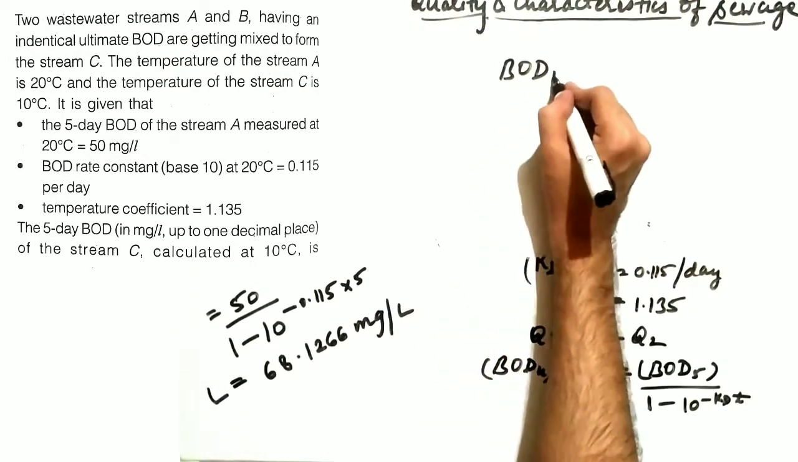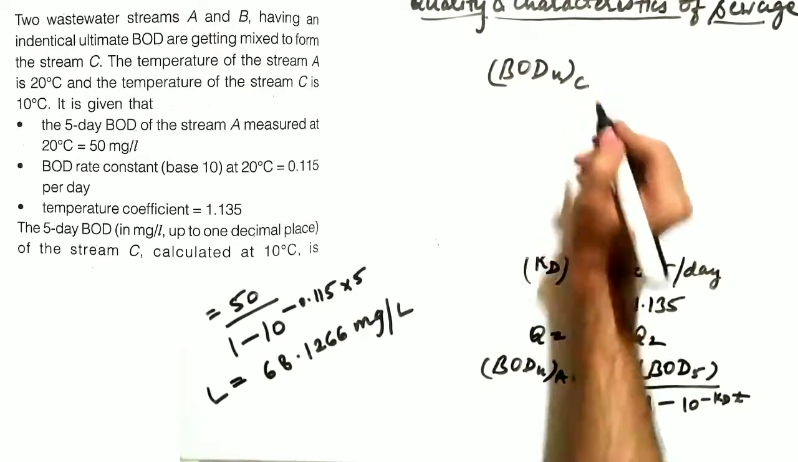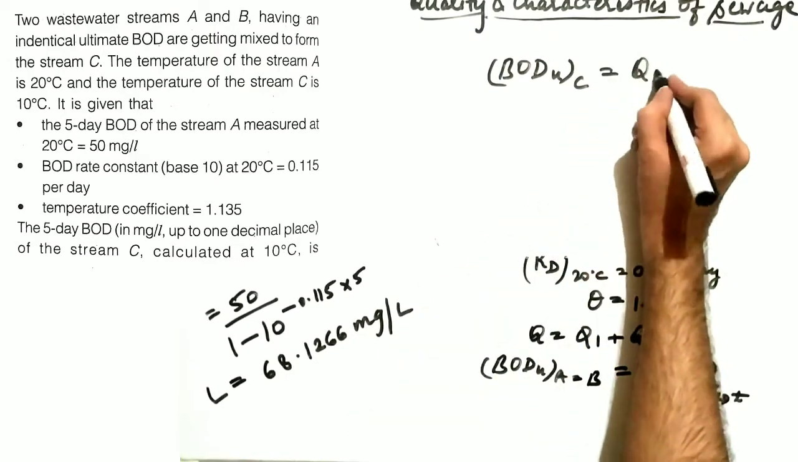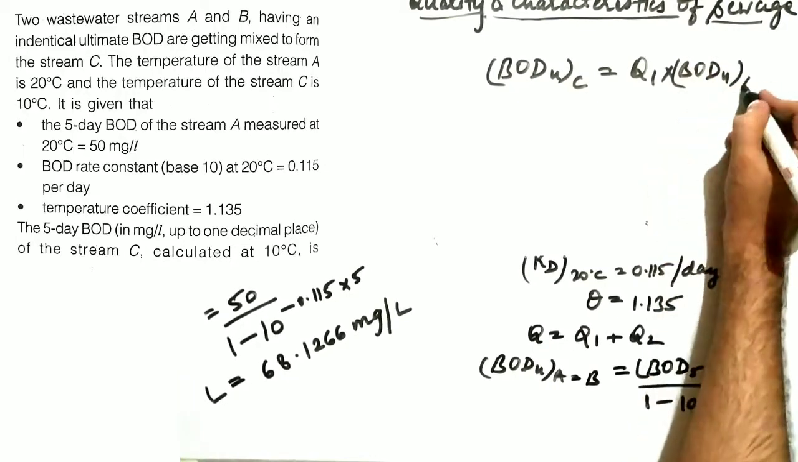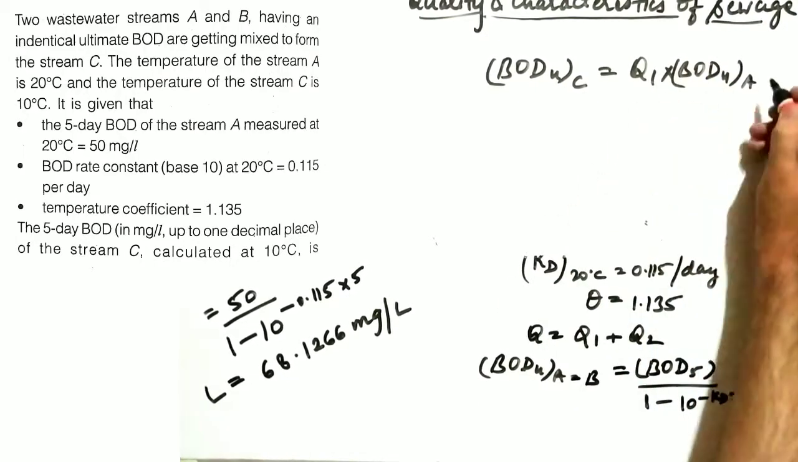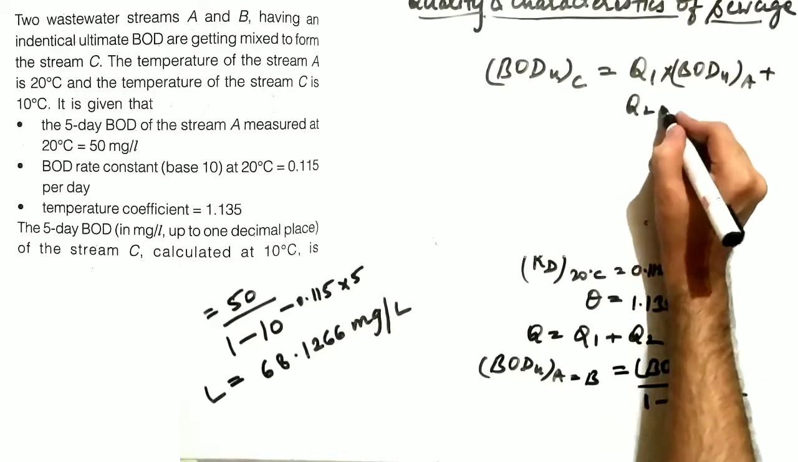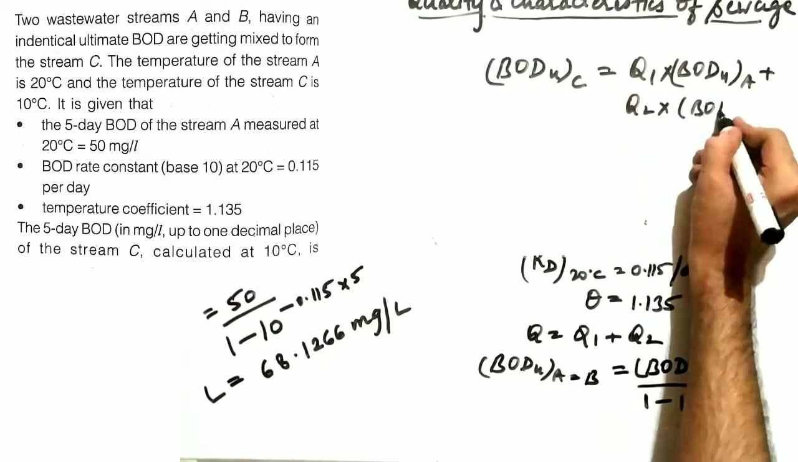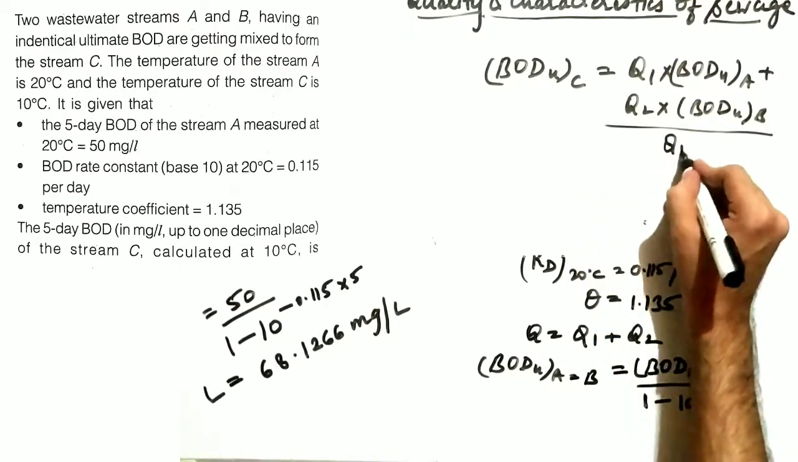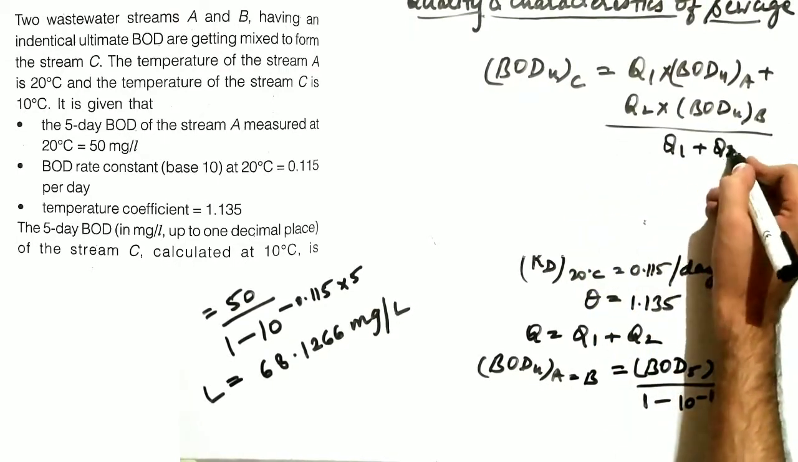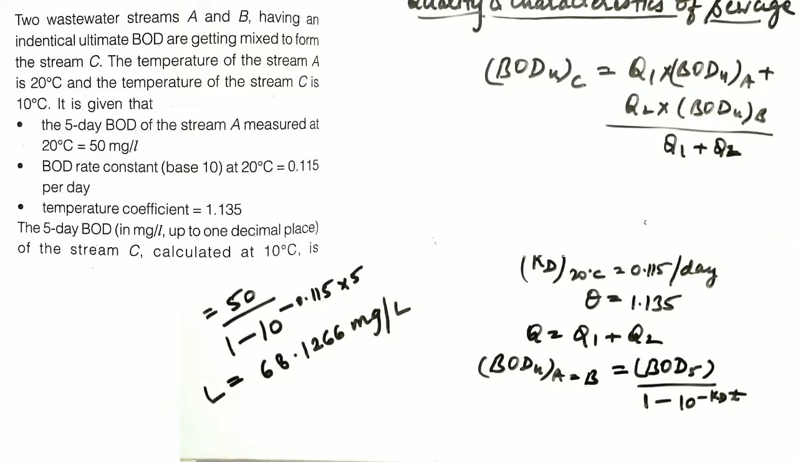BOD ultimate of stream C can be calculated by Q1 into BOD ultimate of stream A plus Q2 multiplied by BOD ultimate of stream B, divided by Q1 plus Q2. This is the simple weighted average formula.